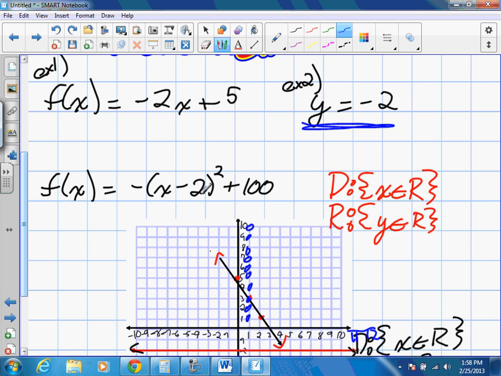Now, -2 means we move our x value to +2 and we go up 100. So here's our vertex. Okay? And it's downwards facing. I'm just going to let you know that it essentially does this and then comes down to 12. Okay?